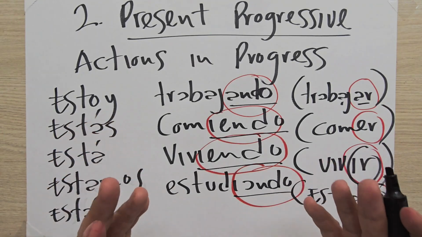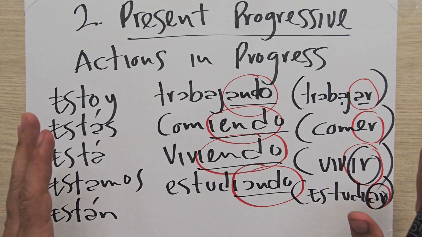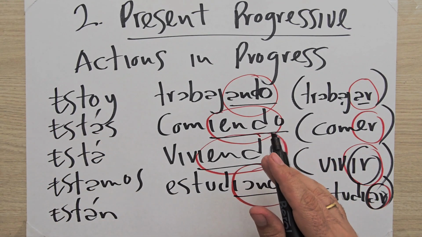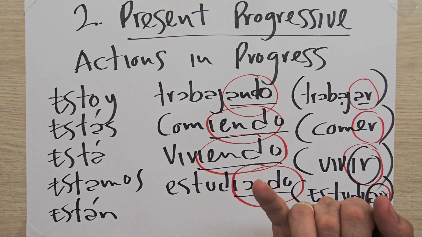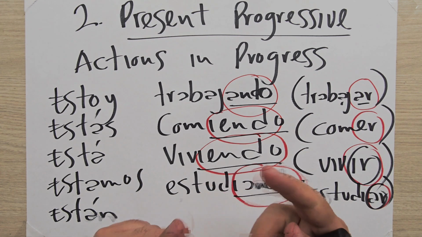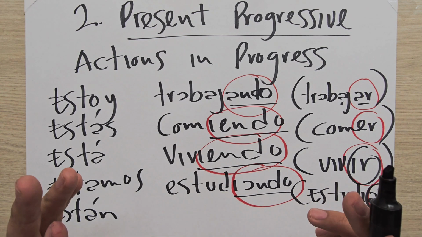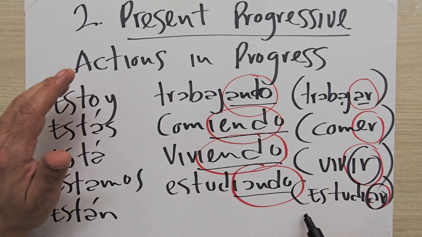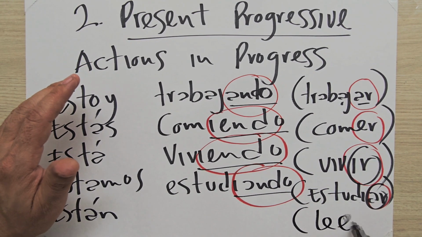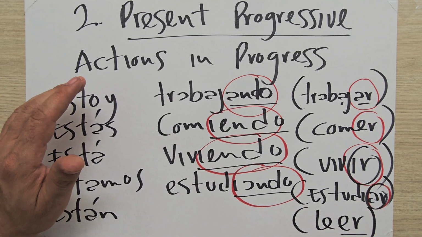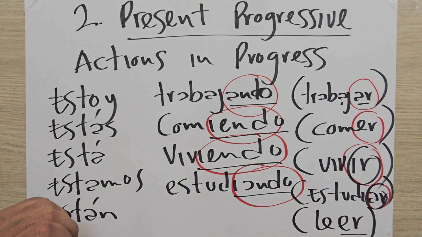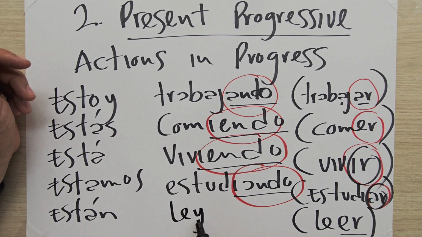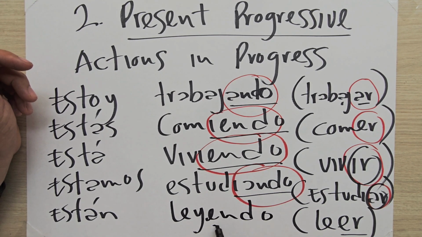One more, a common irregular verb. There are not many irregular verbs in the present progressive. That makes it a great tense to study. You just need vocabulary of regular, irregular, reflexive, and verbs like GUSTAR. A useful irregular verb would be the verb leer, which is to read. This one is irregular, so you just need to learn the conjugation. Leyendo, reading.